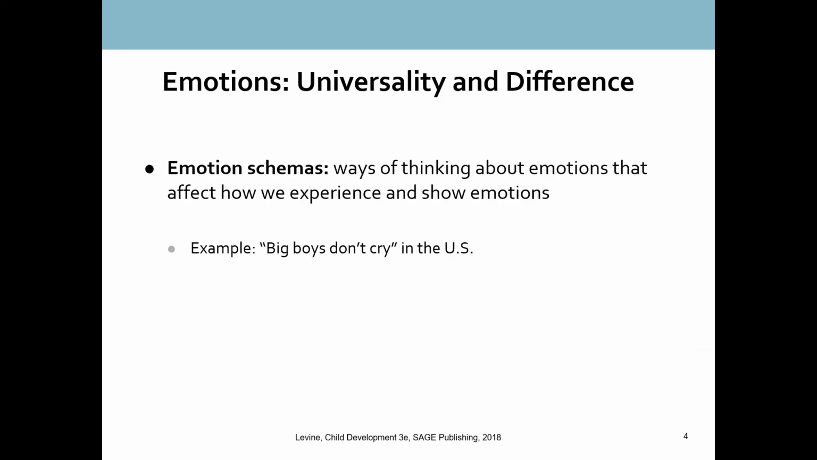This leads to the development of what's called emotion schemas. So we see the word schema coming from Piaget's cognitive development theory. Remember, we had schemas for everything that we know, and emotions are no different. So these are ways of thinking about emotions that affect how we experience and display the emotions. These emotion schemas will develop differently in each culture based on that particular society's emotional display rules.